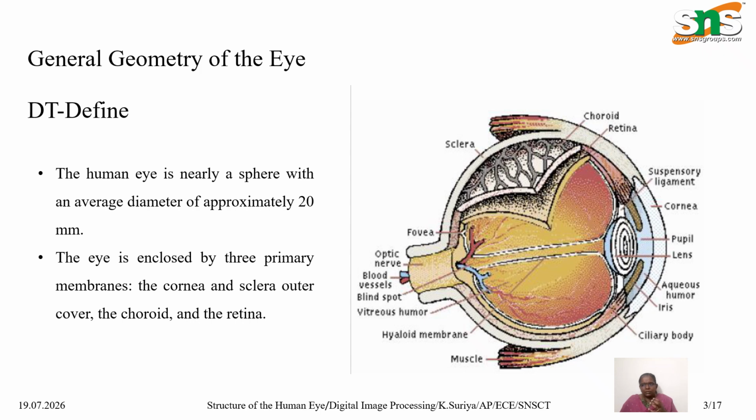The eye consists of three major layers: the outer layer, which includes the cornea and the sclera, the middle layer, known as the choroid, and the inner layer called the retina. Each of these layers performs a specific function to enable clear vision.